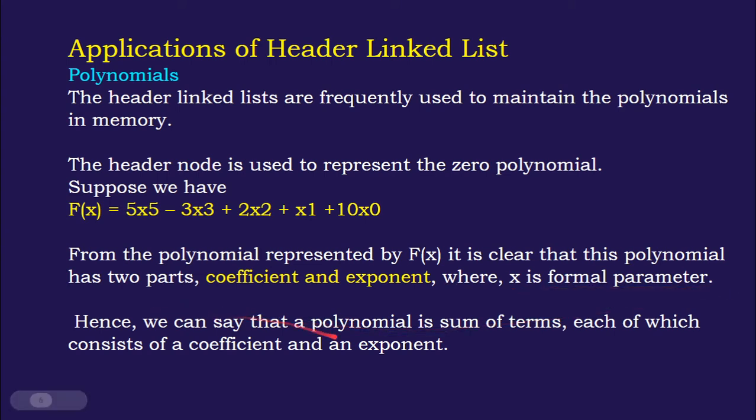Hence we can say that a polynomial is a sum of terms, each of which consists of a coefficient and an exponent. So this is one term, 10 into x power 0, which is 10, and then this is x, this is 2x square, 3x cube and 5x power 5. Summing all the terms gives the polynomial. Each term consists of two components, coefficient and exponent. This structure of the polynomial can be reflected using the header linked list.